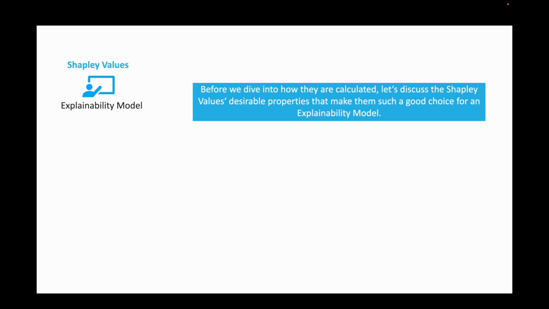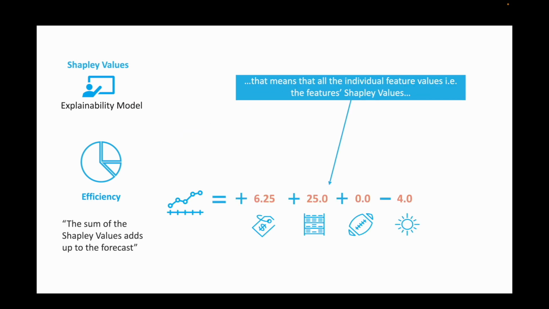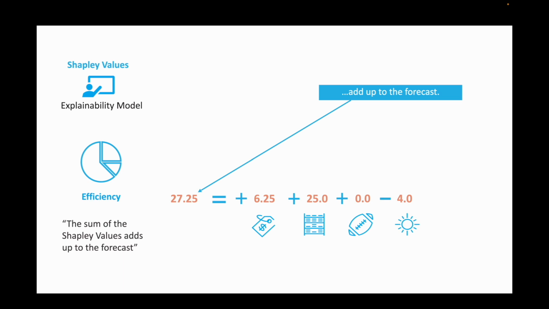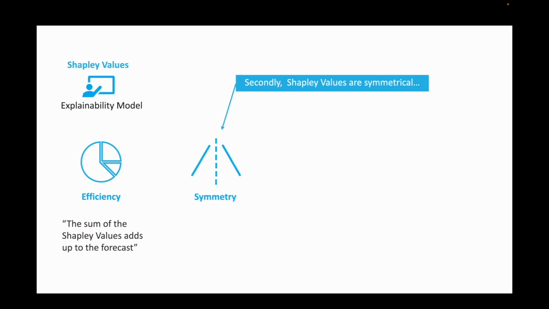Before we dive into how they are calculated, let's discuss the Shapley values' desirable properties that make them such a good choice for an explainability model. Firstly, Shapley values are efficient. That means that all the individual feature values, that is, the feature's Shapley values, add up to the forecast. Note that all the feature values are expressed in units of the forecast, which makes them easily interpretable.